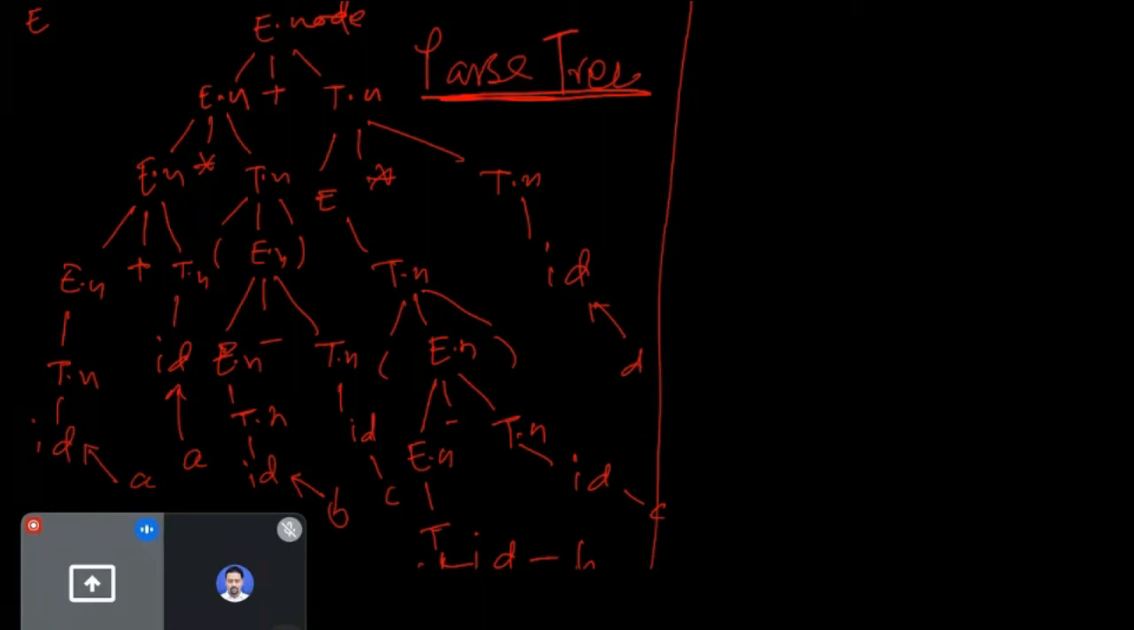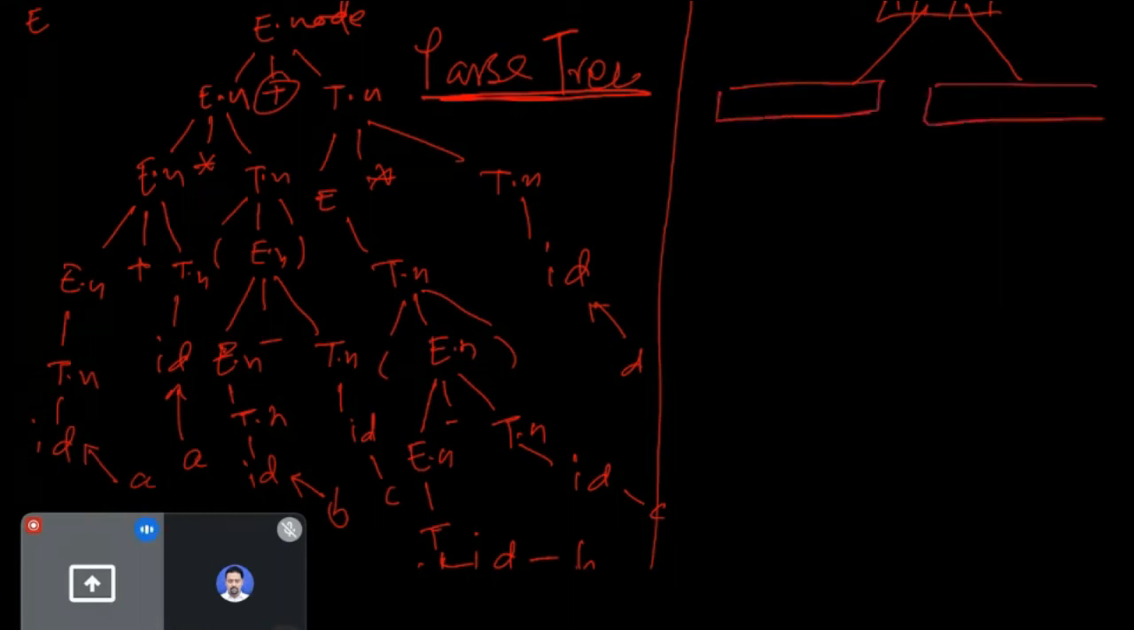So what will happen if you start from the beginning? These node calls will create a structure like this. First the plus operation, and it will create two pointers, one to its left child and another to its right child. The left child, this E.node, has the operator multiplication, so multiplication will come here with two pointers, one to its left child and another to its right child. Again here, a multiplication operation will come, with one pointer to the left child and another to the right child.